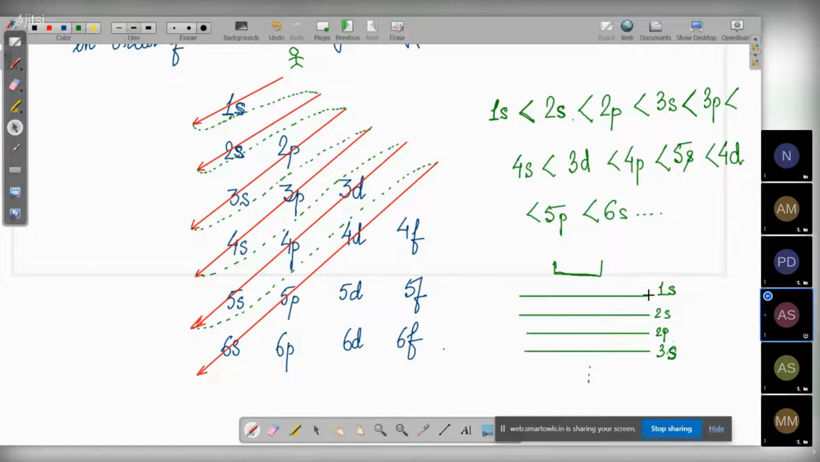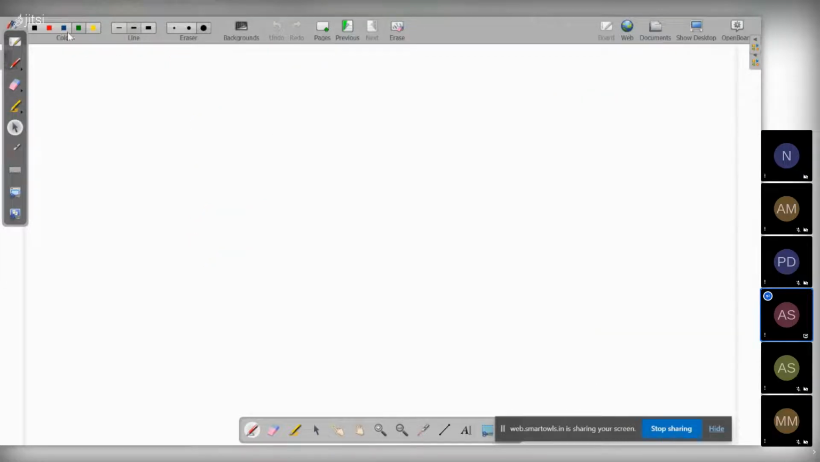Then let us see the next principle, which is Pauli's exclusion principle. So now the next principle that we will do is the Pauli's exclusion principle.